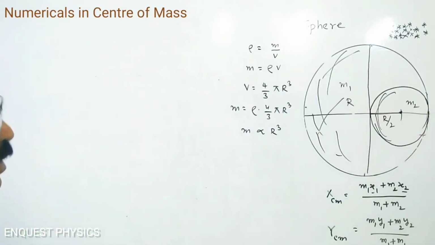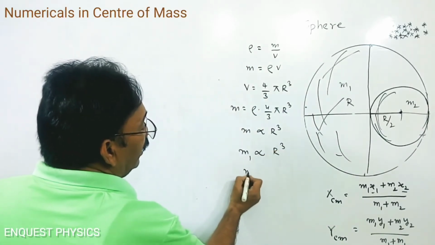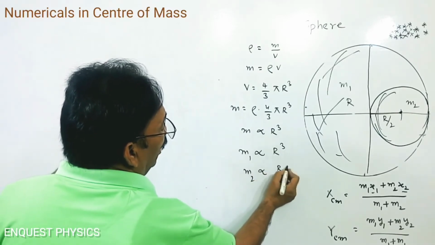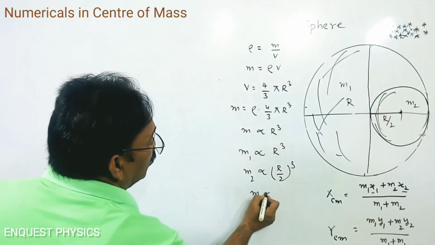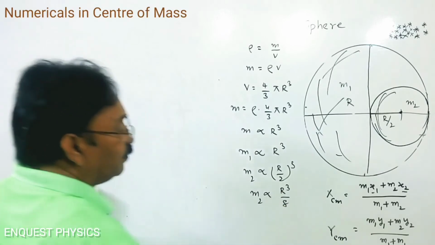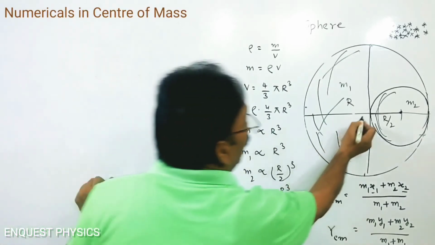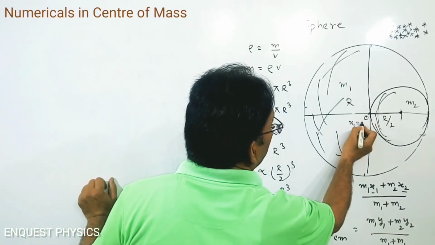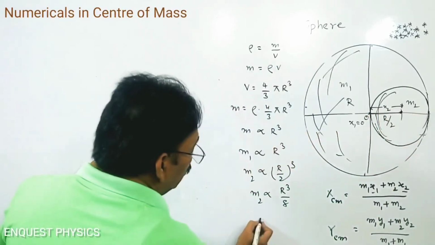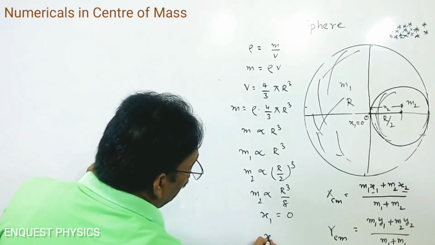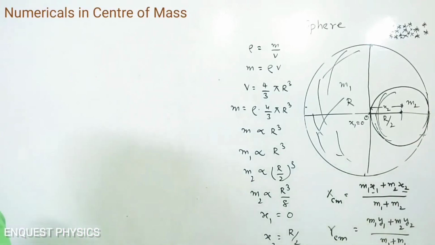Okay, students, then we have to find out the masses. m1 is proportional to r cube and m2 is proportional to r by 2 whole cube, since it is half. Then m2 is proportional to r cube by 8. Then after we have to find out x1 and x2. It is the geometrical center. x1 is equal to 0 and this distance is x2. x1 is equal to 0 and x2 is equal to r by 2. Just substitute all the values in, students.